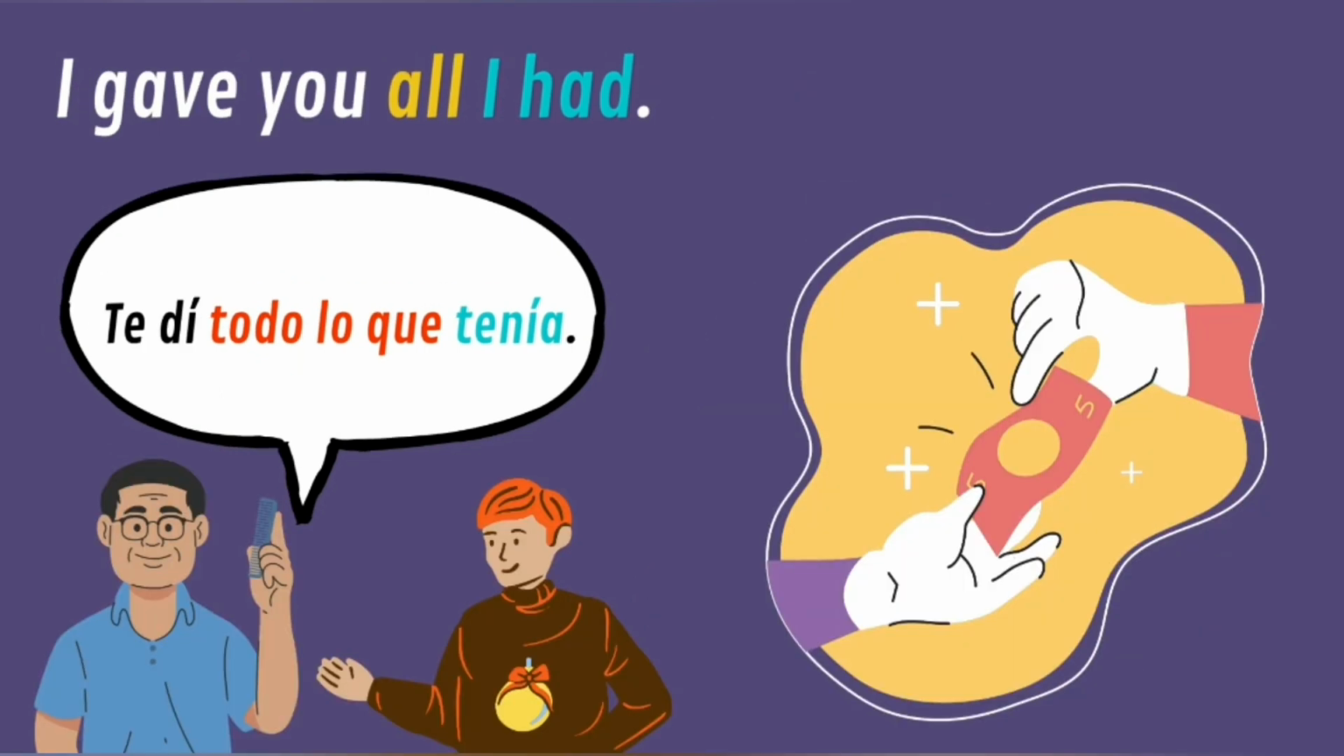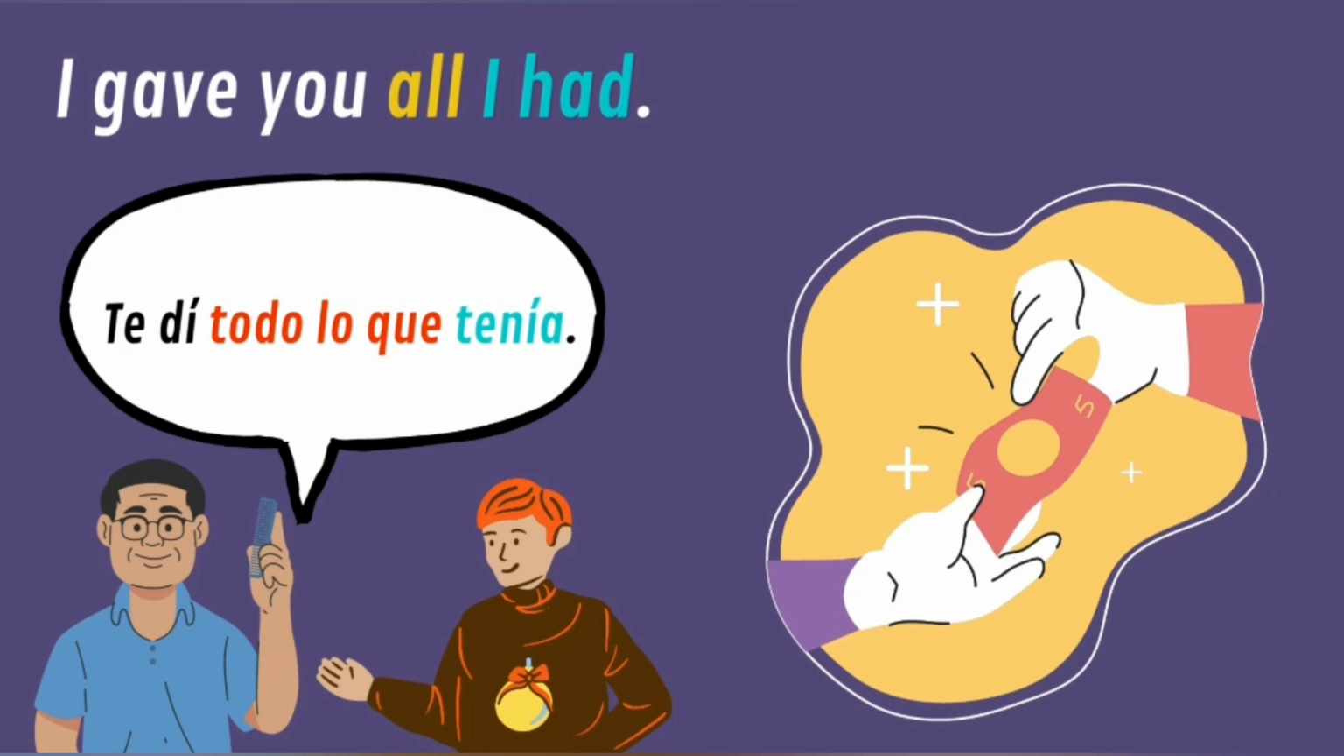And now we have this other example. I gave you all I had. Okay? I gave you all I had. To say this in Spanish, you have to say, te di todo lo que tenía. Okay? Again, as you can see, next to the word all, you're having a sentence with an action.